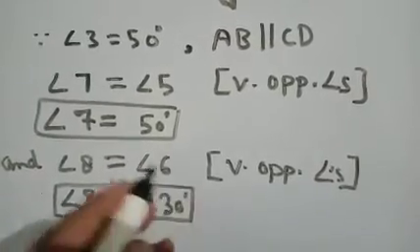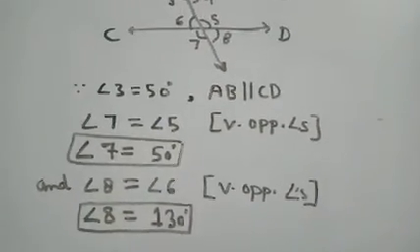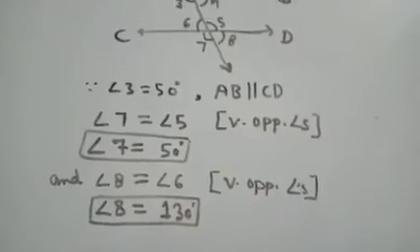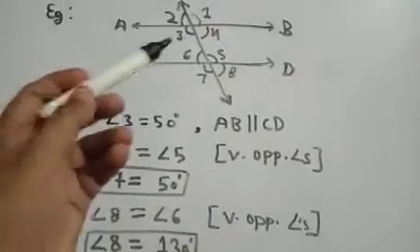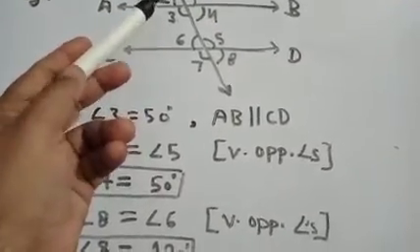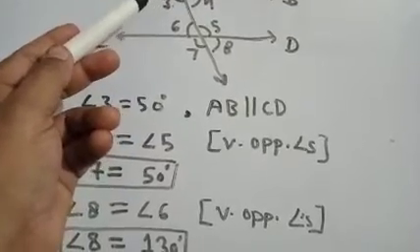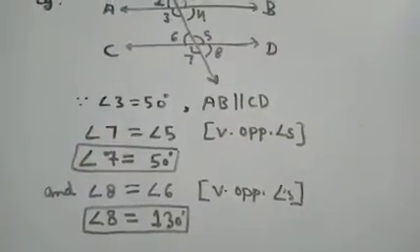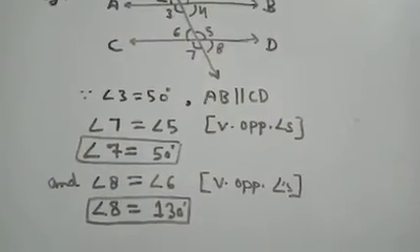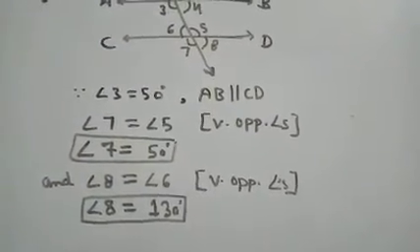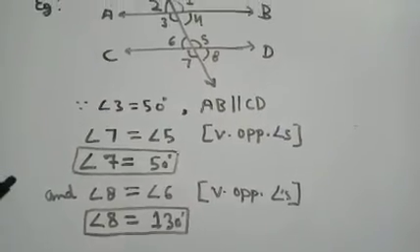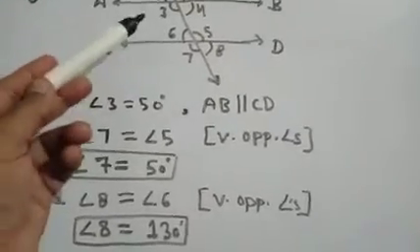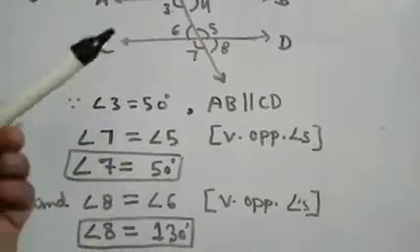So student, by this process you will identify all the angles when one angle is given for two parallel lines and a transversal. The remaining angles 1, 2, 4, 5, 6, 7 and 8 are either 50 degree or 130 degree.